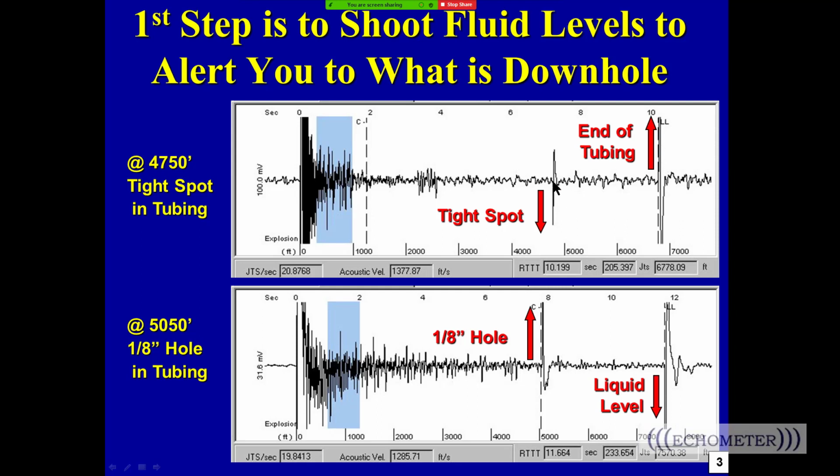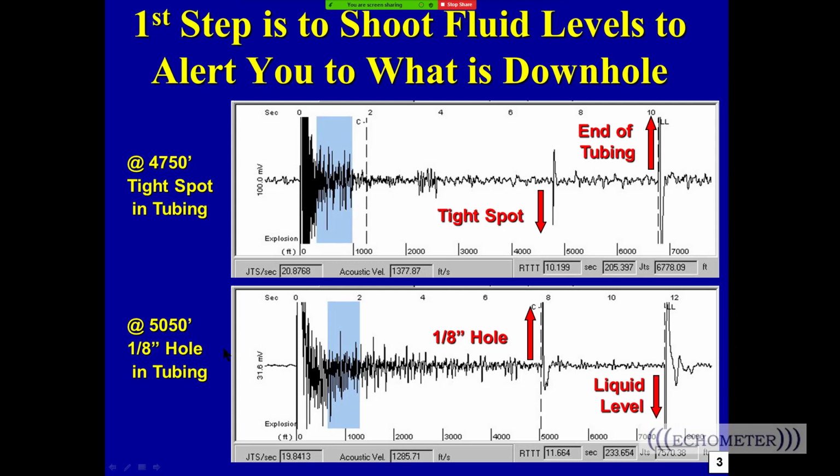This obstruction is something in the well that you're not sure what it is, but it may block the plunger as the plunger falls down the well. You'll see that by shooting a fluid level, and then you'll have some expectation of what to see when you track the plunger.